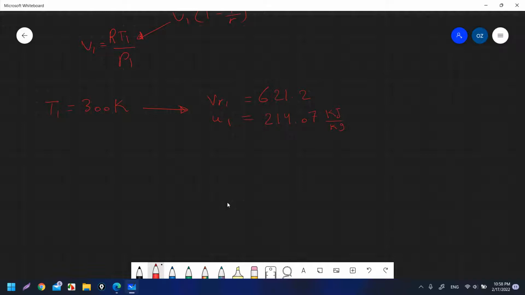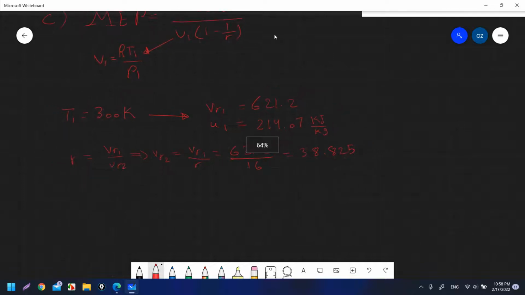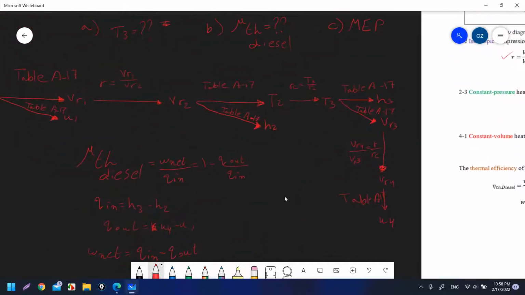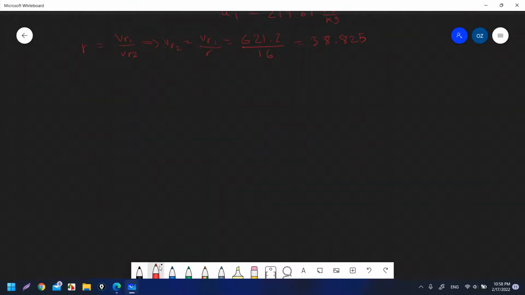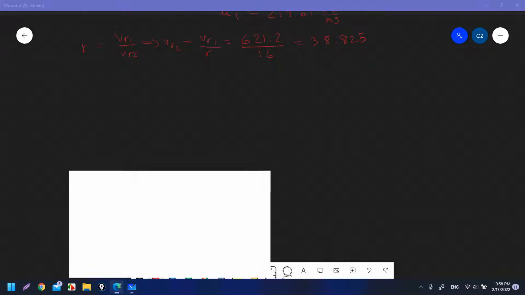Then I will use the compression ratio equation, vr1 over vr2, so I can find vr2. vr2 will equal vr1 over r, and vr1 is 621.2 over r, which is 16, and that will give me vr2 equal to 38.825. I will take this vr2 and make an interpolation to find T2 and h2 using table A17.